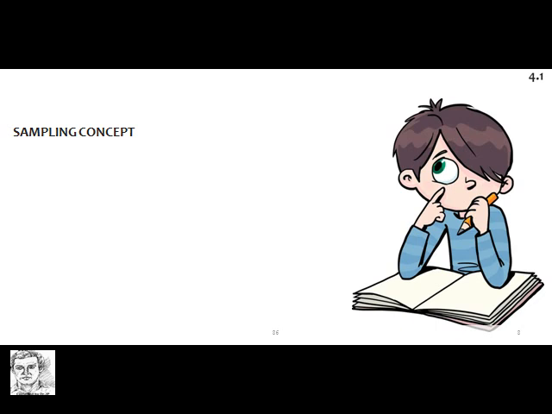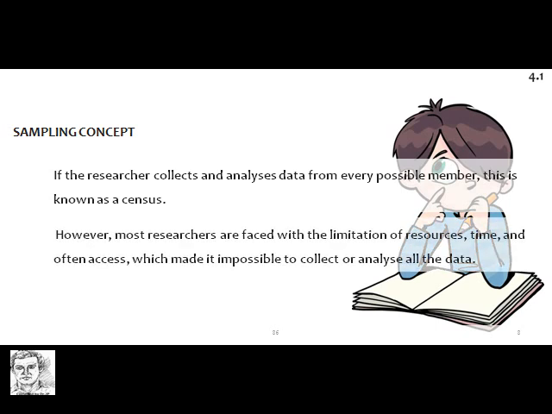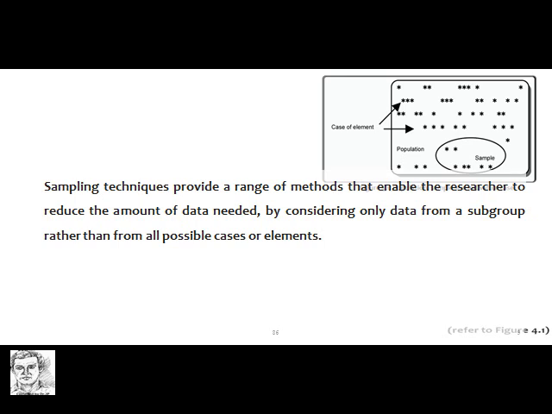Sampling concept. If the researcher collects and analyzes data from every possible member, this is known as a census. However, most researchers are faced with the limitation of resources, time, and often access, which makes it impossible to collect or analyze all the data. Sampling techniques provide a range of methods that enable the researcher to reduce the amount of data needed, by considering only data from a subgroup rather than from all possible cases or elements.